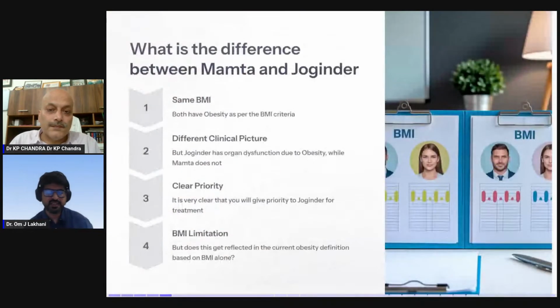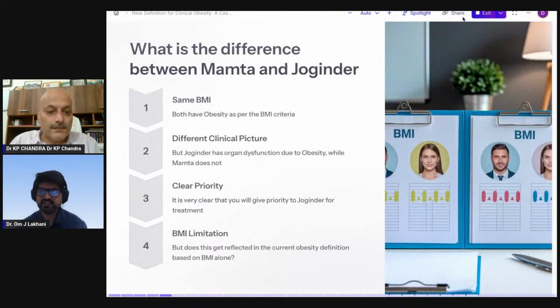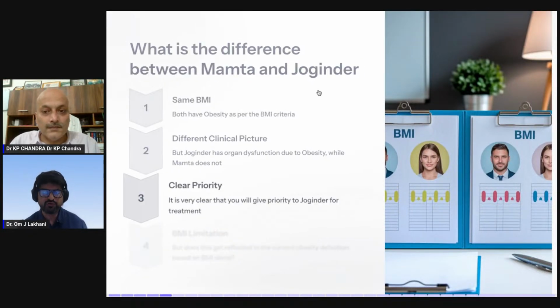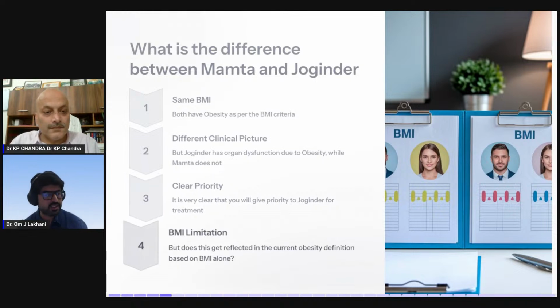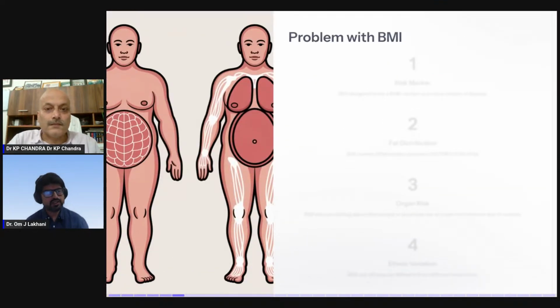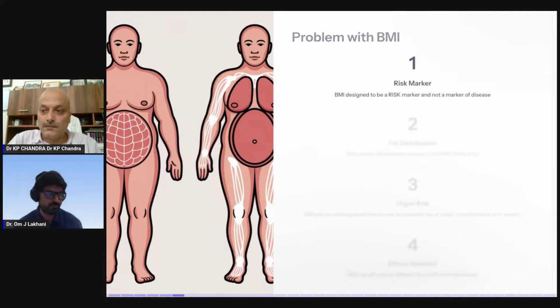So as you can clearly see, in terms of prioritizing treatment, we probably need to prioritize the person who is having complications because of obesity. And quite clearly, though based on BMI both the patients are the same, one is quite different from the other. Right now, these are the issues with BMI. So BMI is not a perfect marker.